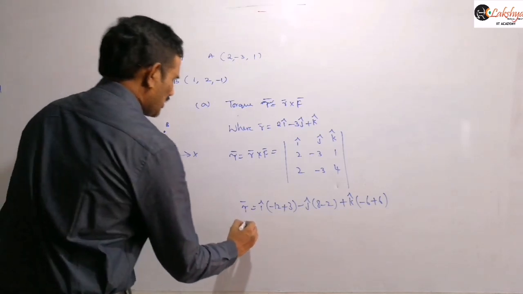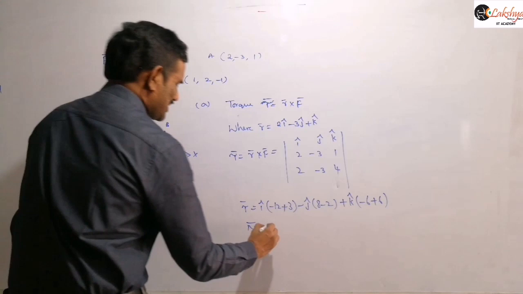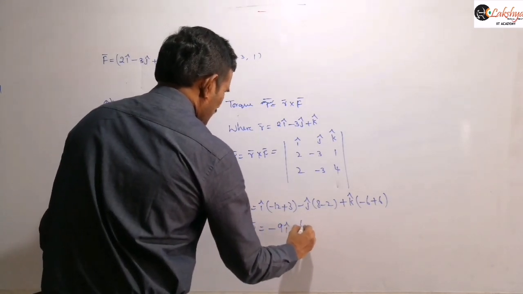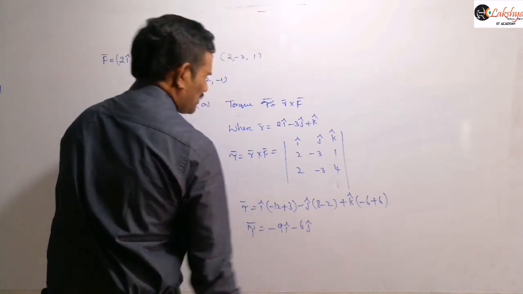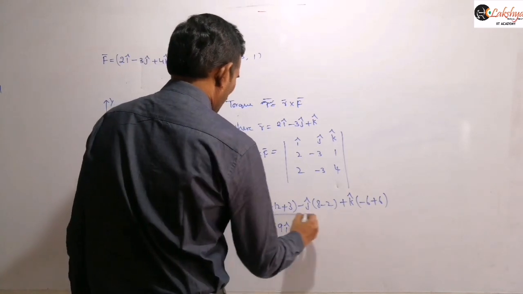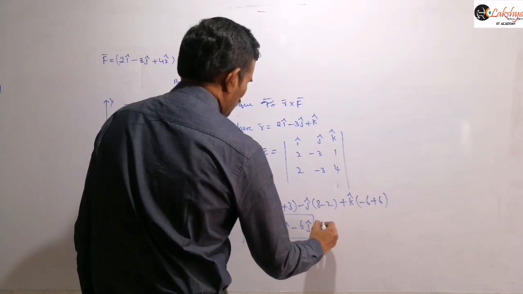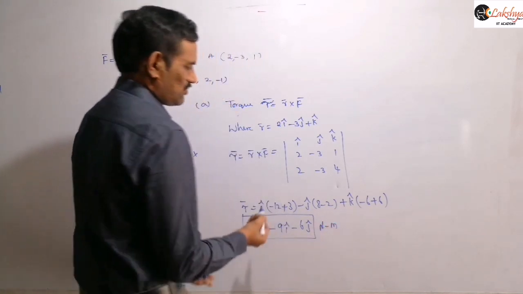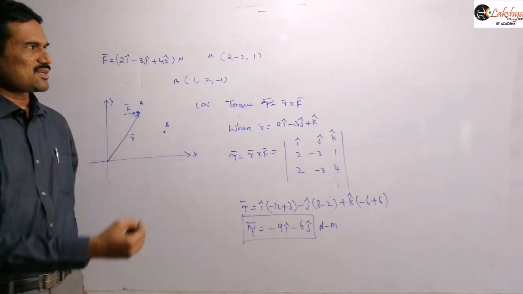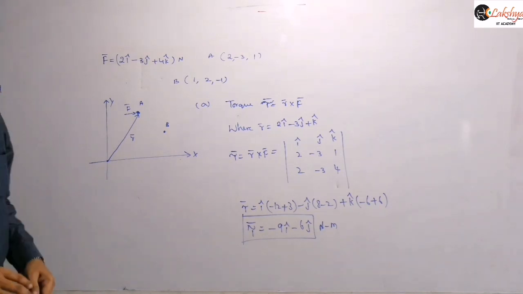And therefore this torque will be equal to tau bar is equal to minus 9 i cap and minus 6 j cap, right, and that k cap term will be 0 we are getting here. So this is the torque acting on this particle about this point A here or about point origin, and the unit will be Newton meter we need to write, because those position vectors are also, as I said, expressed in meters, like 2 meters comma minus 3 meters comma 1 meter. So that is the torque about that point.